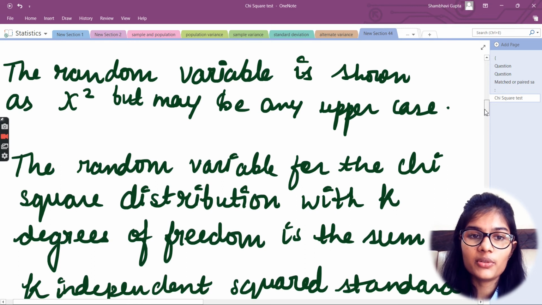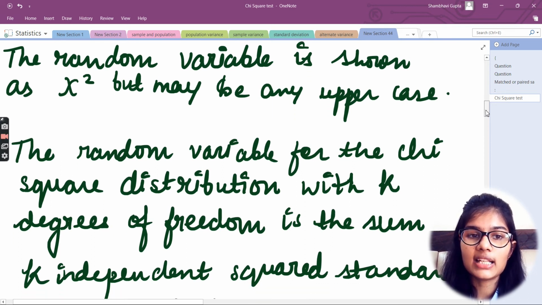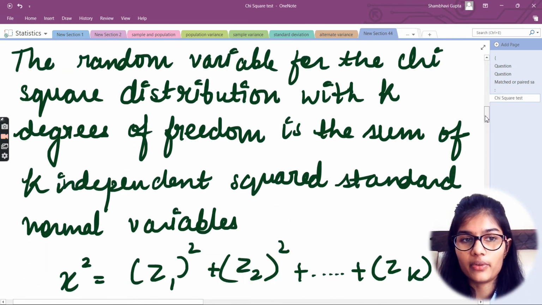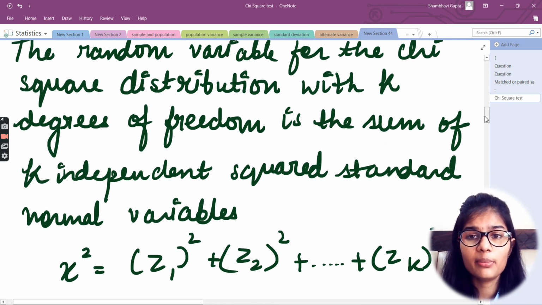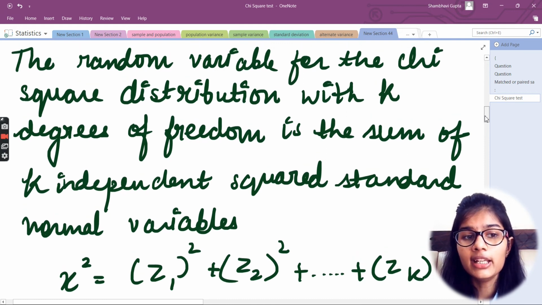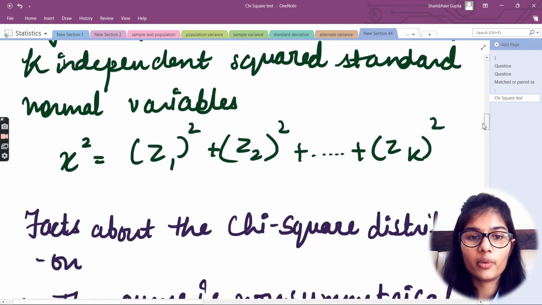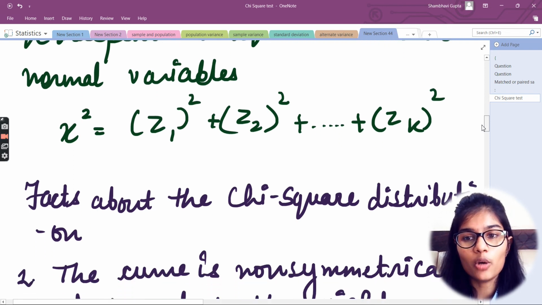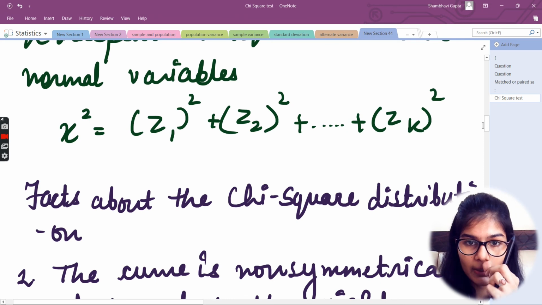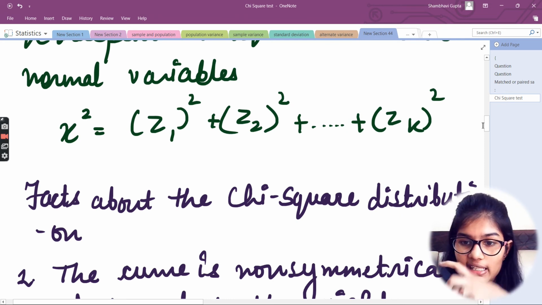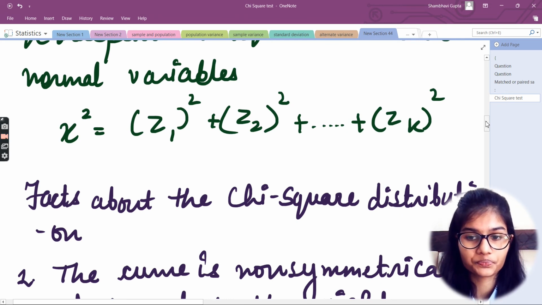The random variable we have is shown as X squared, though it may be an uppercase. The random variable for the chi-square distribution with k degrees of freedom is the sum of k independent squared standard normal variables. This is how we denote it: X squared is equal to z1 squared plus z2 squared, up till zk squared.